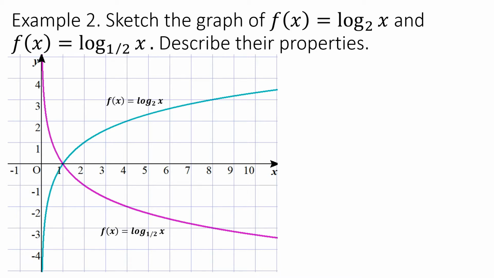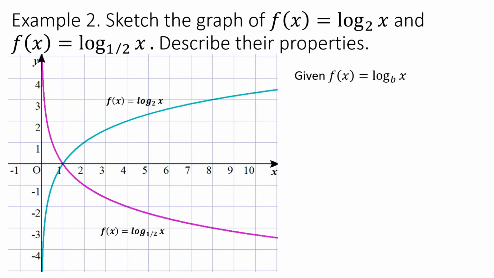These are the graphs of the two functions in example 2. The blue graph being the graph of f(x) = log base 2 of x. We have seen this already in example 1. And for the second graph, it is the purple curve. That is f(x) = log base 1/2 of x. So they are different. And let us look at or describe their properties.